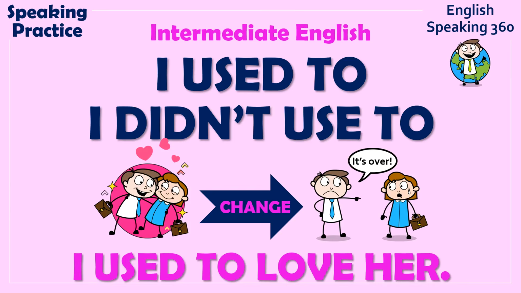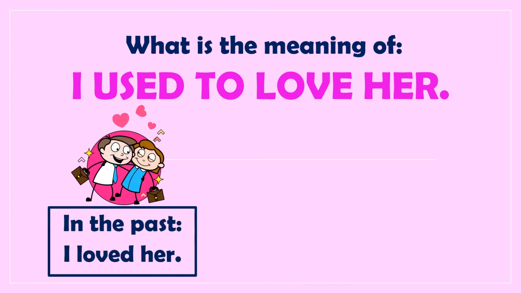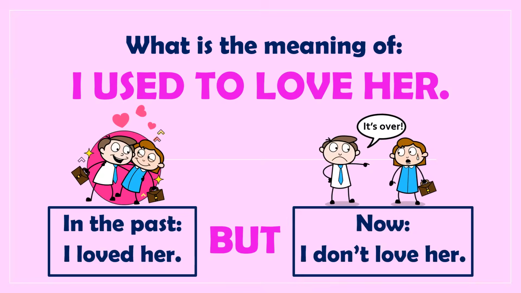Today we focus on two very important expressions in English. I used to and I didn't use to. Let's go. Now here's an expression. I used to love her. What is the meaning of this? It means that in the past I loved her, but now I don't love her anymore. So we use used to when we want to show that there was a change in somebody's life.